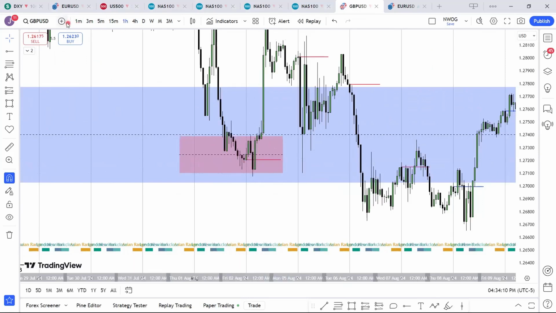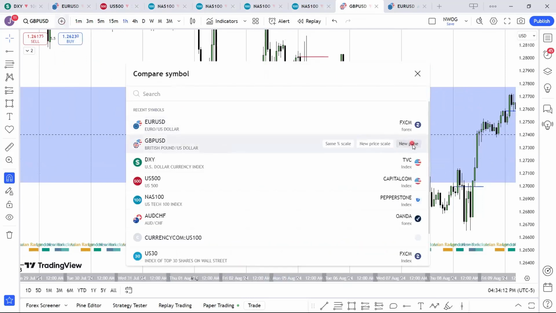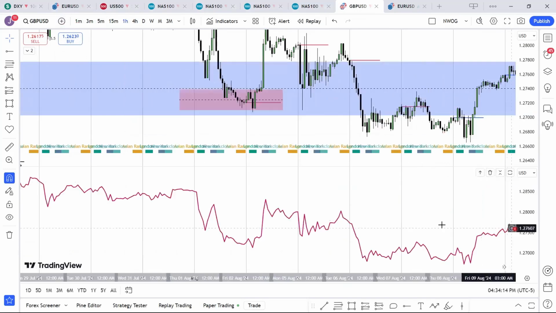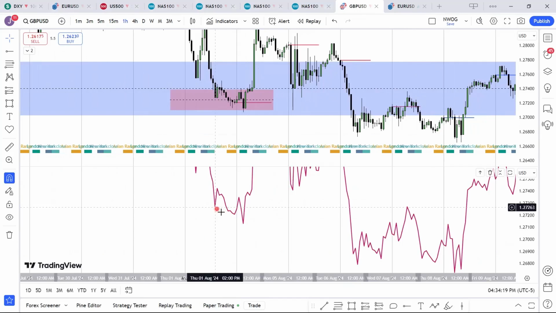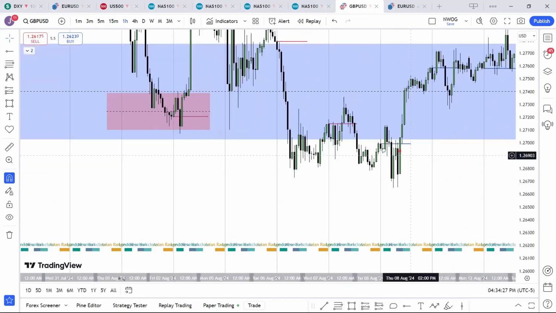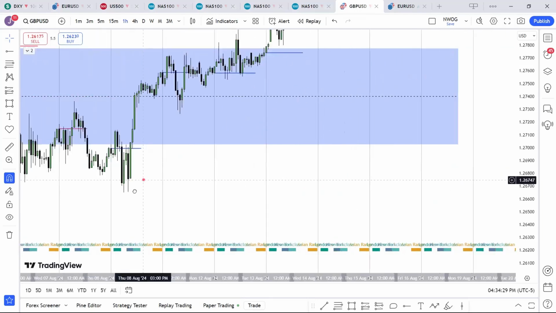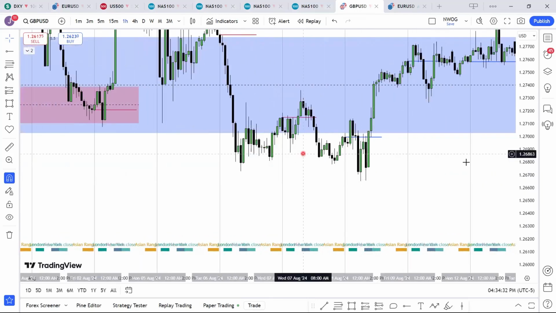I don't know if there's any divergence, which will further confirm the reversal. So you can see there's really no divergence here. Price made a lower low, and actually here it got lower. But at this point here, you can see a shift. I noticed a shift here. This is a very beautiful shift.